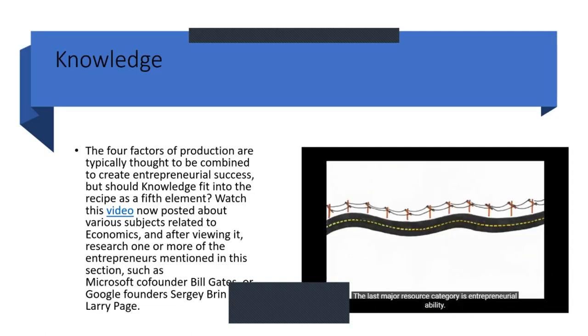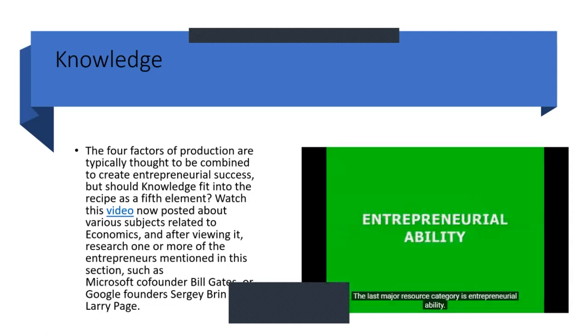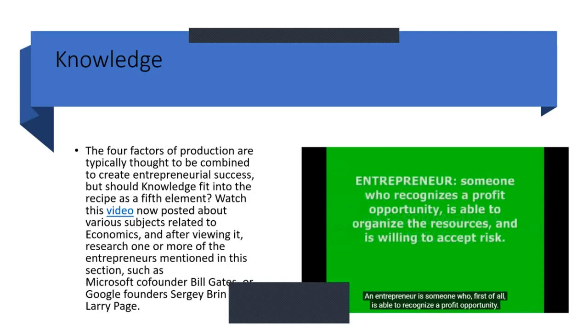The last major resource category is entrepreneurial ability. What, or rather, who is an entrepreneur? An entrepreneur is someone who, first of all, is able to recognize a profit opportunity. Second, is able to organize the other factors of production, another phrase for resources. And third, is willing to accept risk.